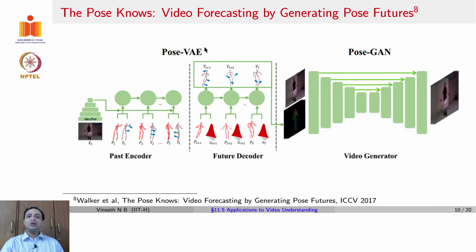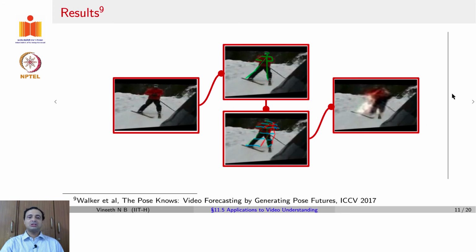So the final end-to-end architecture looks like this. There is a past encoder that would generate a HT. That HT is given as input to the future decoder along with poses PT1 to PT. Now this generates YT1 to YT, which are the predictions of the pose, which are given as input to the GAN, which finally uses that and the input so far to be able to generate the future frames. With this approach, this method shows interesting results.